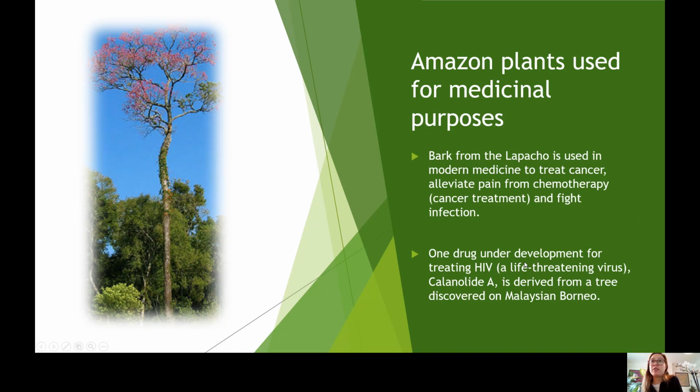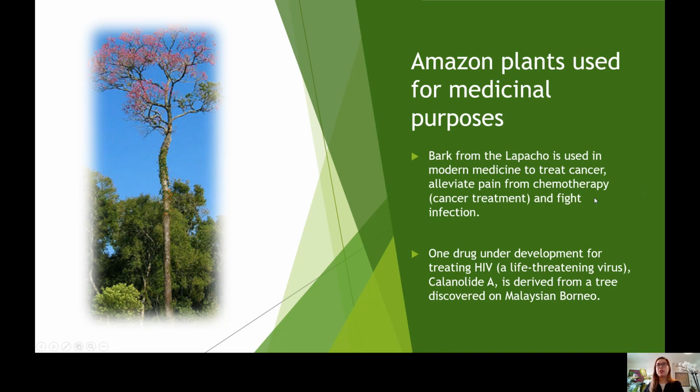One drug under development for treating HIV, which is a life-threatening virus, is derived from a tree discovered in Malaysian Borneo. So this is a country in Southeast Asia, Malaysia, where you also find rainforests. It's on a different continent to the Amazon rainforest, but it's another amazing rainforest where you find many orangutans.